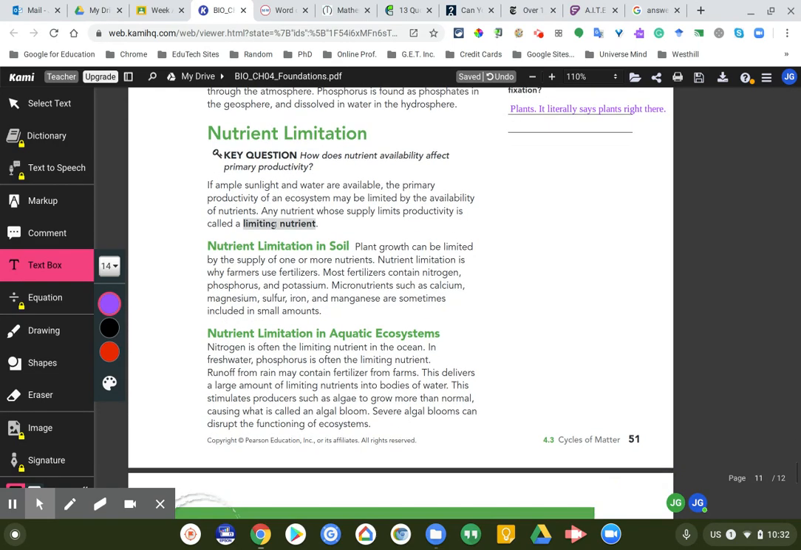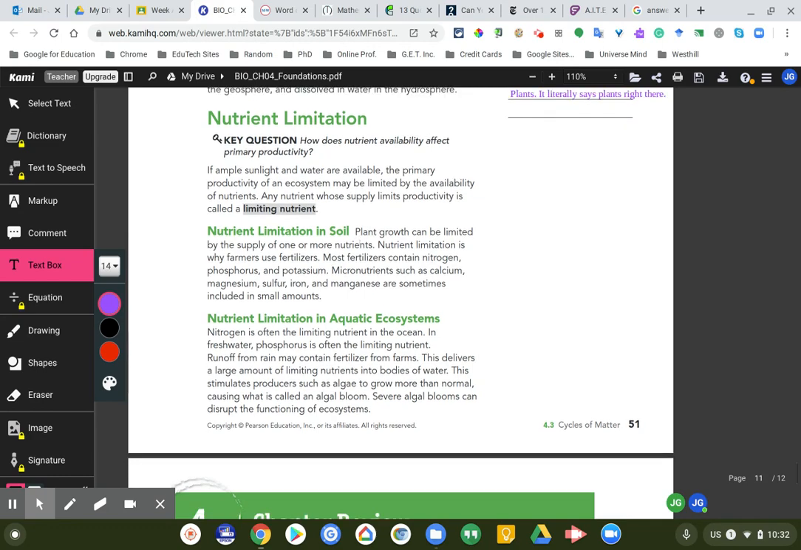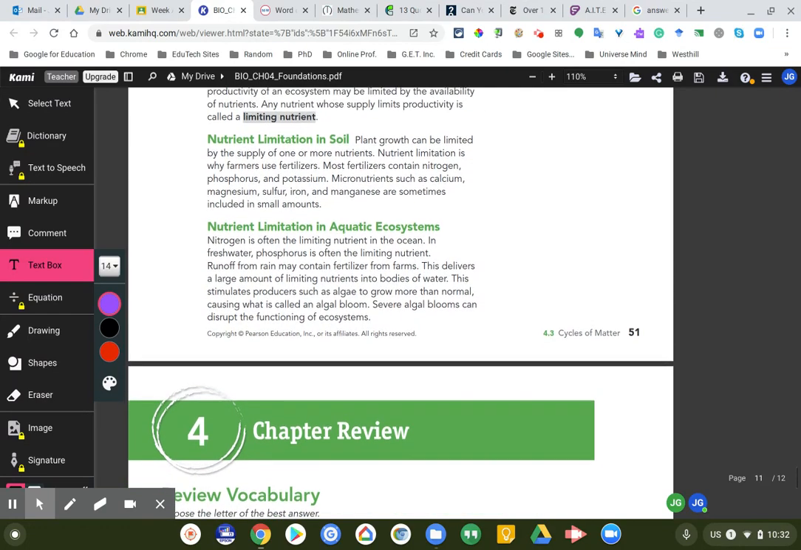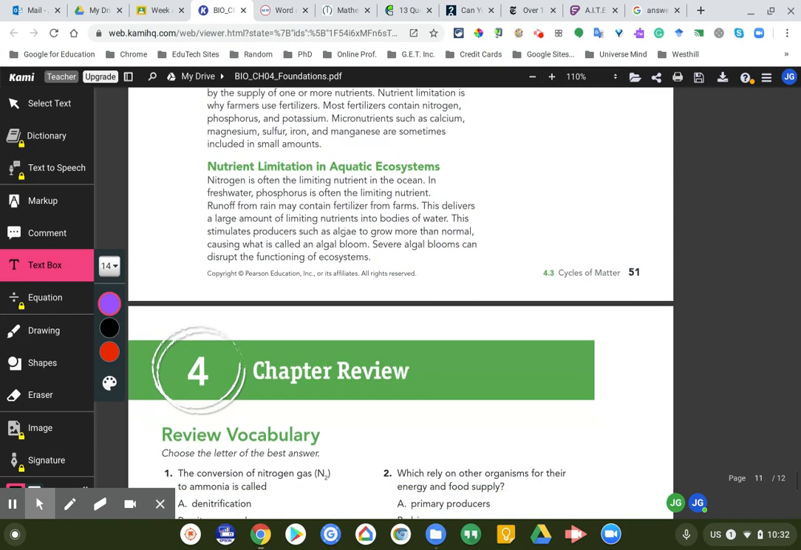Nutrient limitation, got a bunch of information there. At the end, if ample sunlight and water are available, the primary productivity of the ecosystem may be limited by the availability of nutrients. Any nutrient whose supply limits productivity is called a limiting nutrient. Obviously, if there's limited nutrients, guys, things aren't going to grow or eat or whatever. It's going to be very limited. Nutrient limitation is why farmers use fertilizers. Most fertilizers contain nitrogen, phosphorus, and potassium. Micronutrients such as calcium, magnesium, sulfur, iron, and manganese are sometimes included in small amounts. Nitrogen is often the limiting nutrient in the ocean. In freshwater, phosphorus is often the limiting nutrient.